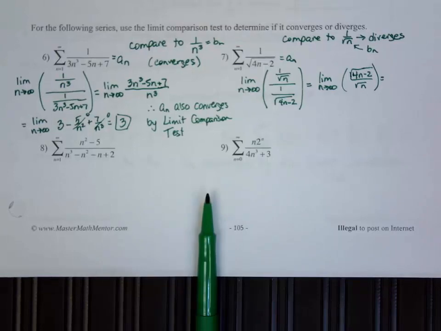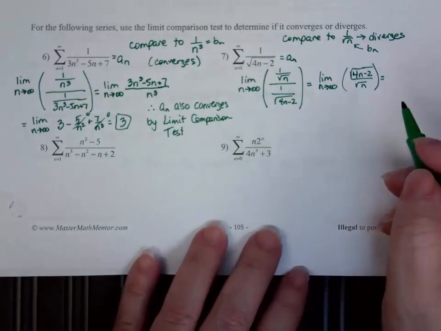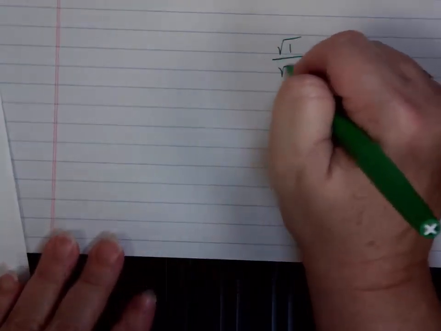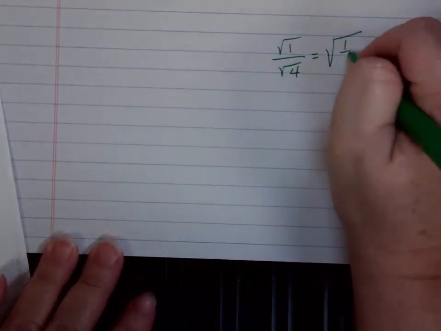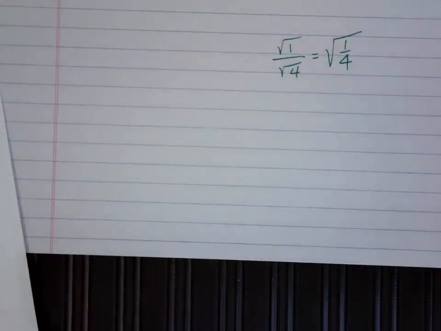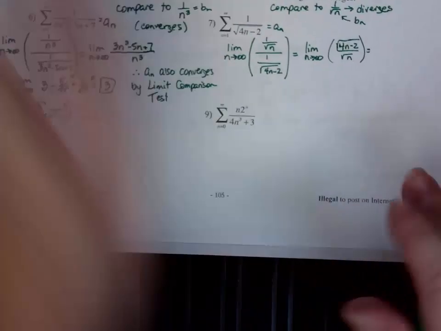Listen to my question for just a minute. Is the square root of 1 over the square root of 4 the same thing as the square root of 1 over 4? Yes. Are they the same? Yes. So where do you think I'm going with this? I need to put a square root over the whole bracket.